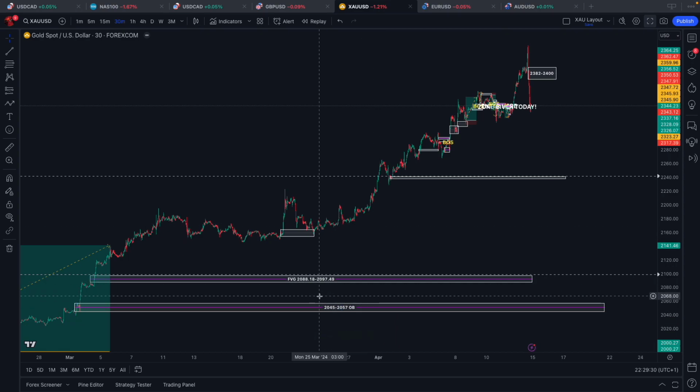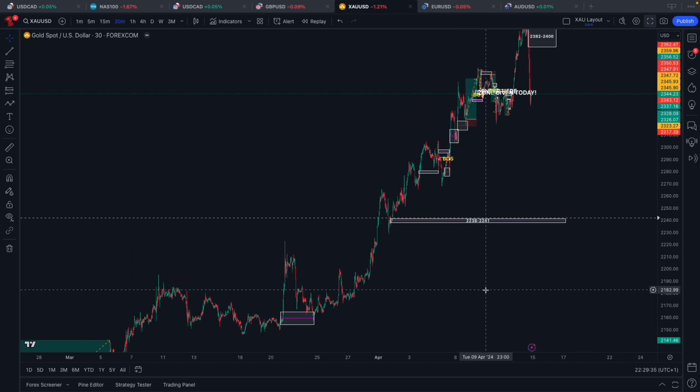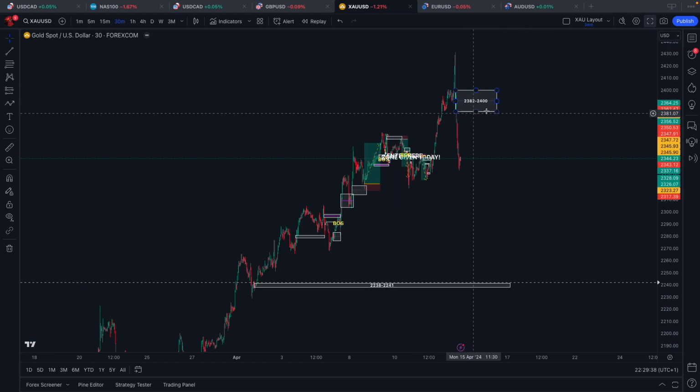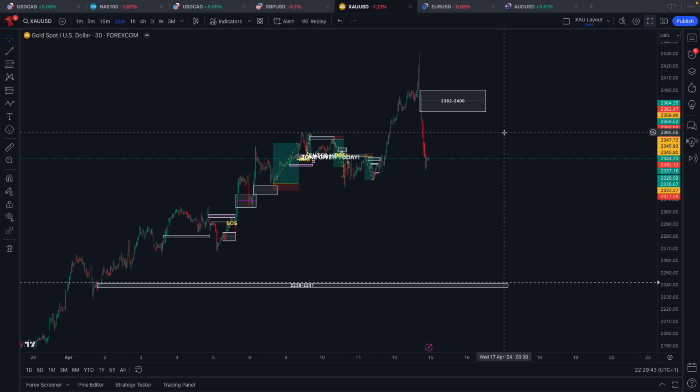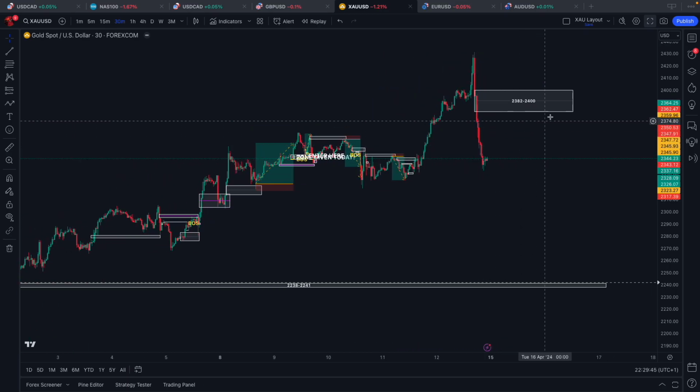Mark out these two zones here if you like to. Fair value gaps and an order block, and then we also have this one here, and then we also have this area of supply that I'd love to see price react from, so we can get involved in some short positions in this market. When I see price trade up, break structure to the downside, we get involved.